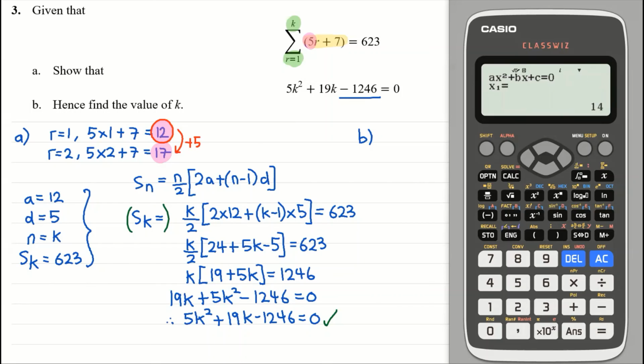Sorry, beg your pardon. k1 is 14. And what's the other solution? Negative 89 over 5. I'll just write that down anyway. It's not going to be right, is it?